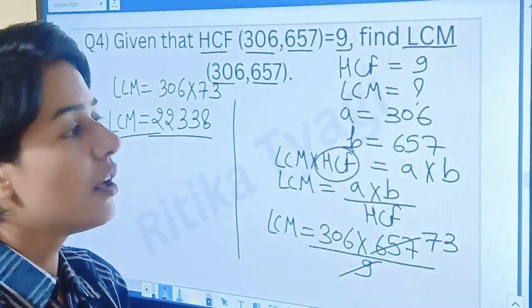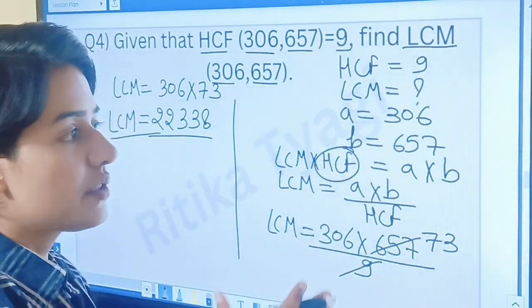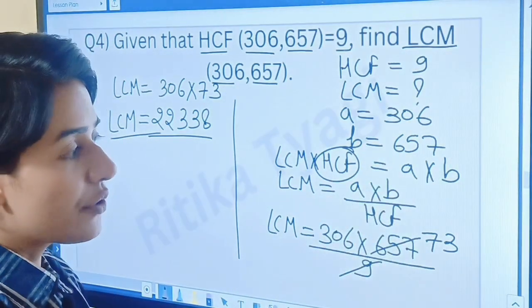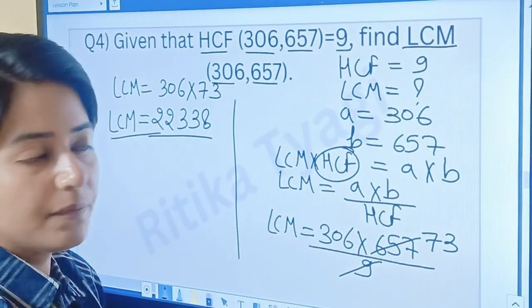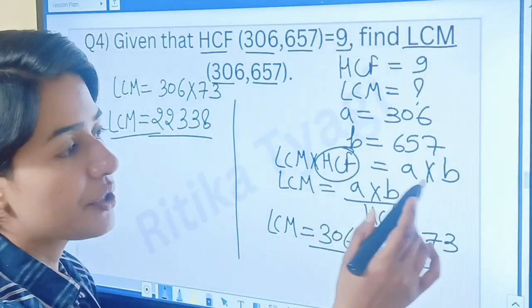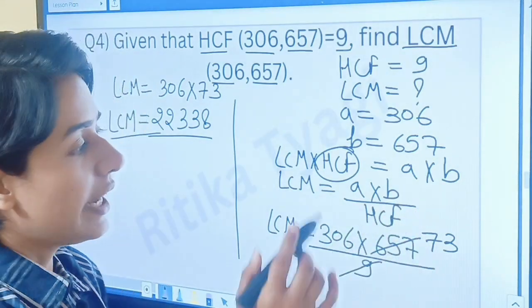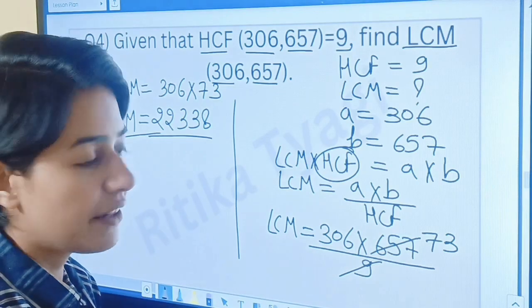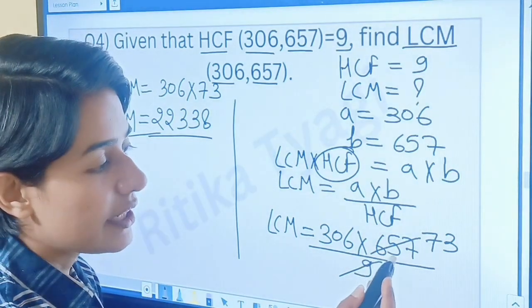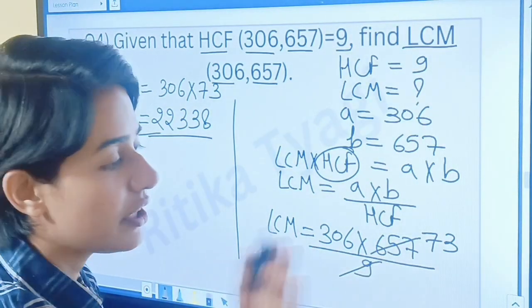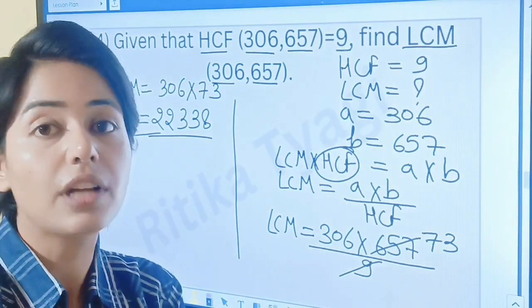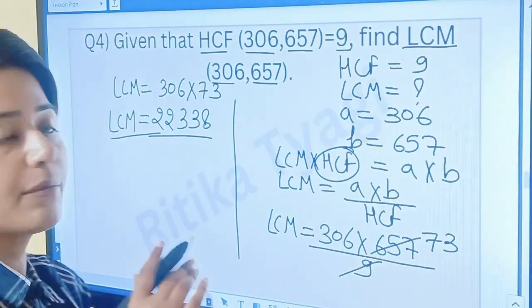HCF is given 9. We have to find the LCM. First number is given 306, second 657. So we use the formula which we use for verification, that is LCM multiply HCF is equal to the product of the two numbers. Here we take this HCF in the denominator of A and B product, putting their value, divide 657 by 9, we get 73. Multiplying 306 by 73, we get 22,338, the LCM for this question.